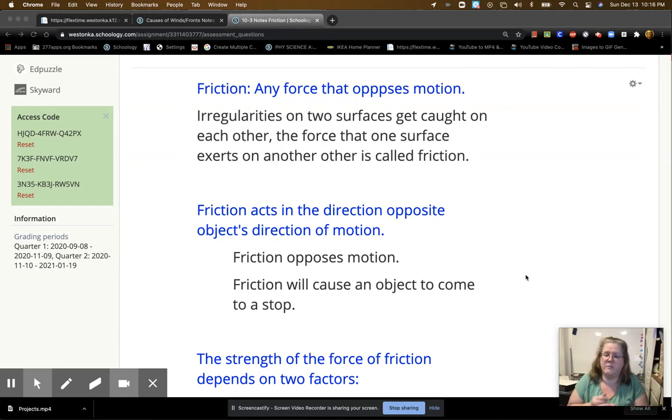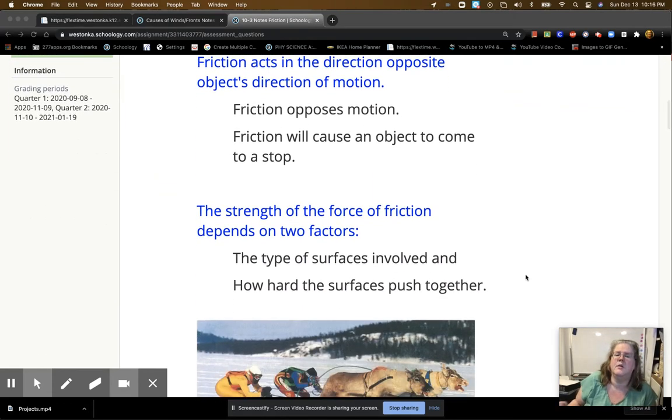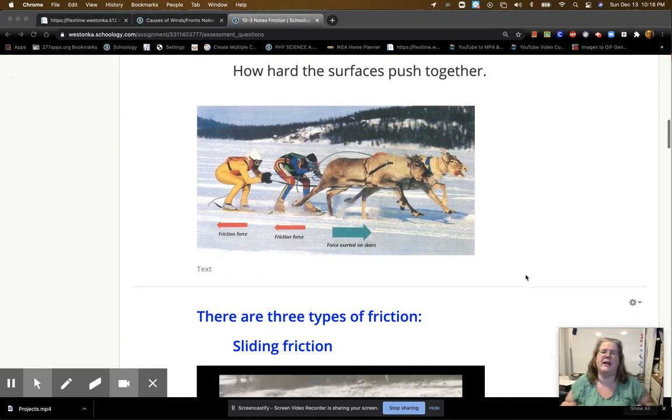to slow you down. So the strength of the force of friction depends on two factors. Basically, the type of surface involved and how hard those surfaces push against each other. So if I am a skier, I'm reducing my friction, but if I am the reindeer up there, I want my hooves to have a lot of friction to give me the ability to push off the snow in this case. But the skiers want to be behind them without so much friction because they want to slide easily behind. And there are three types of friction.